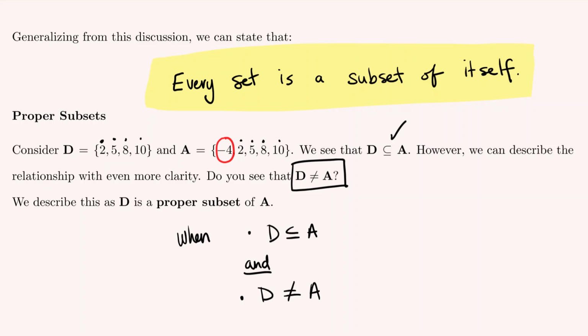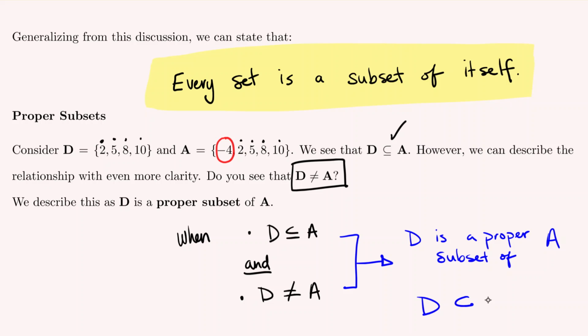So when we can make the following two statements, when it is true that something is a subset of A, so if D is a subset of A, and it's also true that D is not equal to A, these two things bring us to make the more specific statement that D is a proper subset of A. And this is written in mathematical notation as D proper subset A.